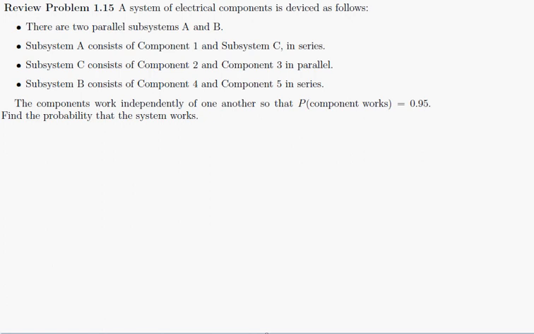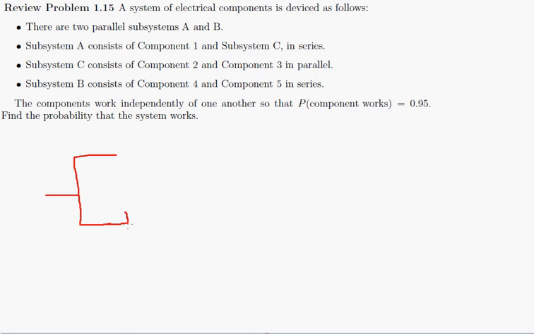Let's now consider this probability problem involving a system of electrical components. To begin, let's draw the system. So I have two parallel systems, A and B. So there's one system up here, A, and one system down here, B. The easy one is actually B. Let me do that first.